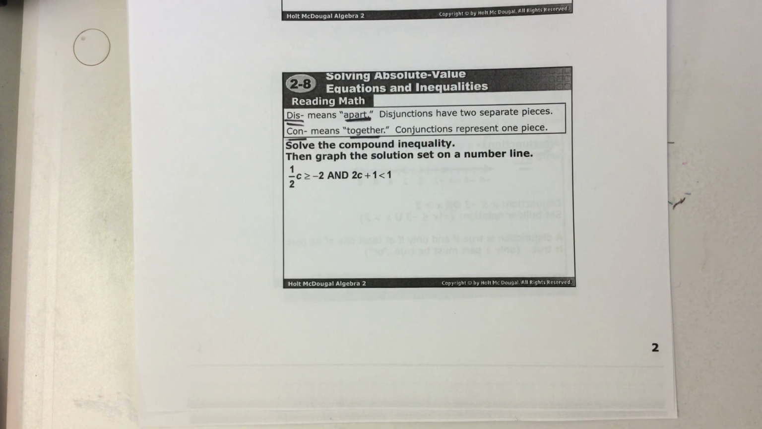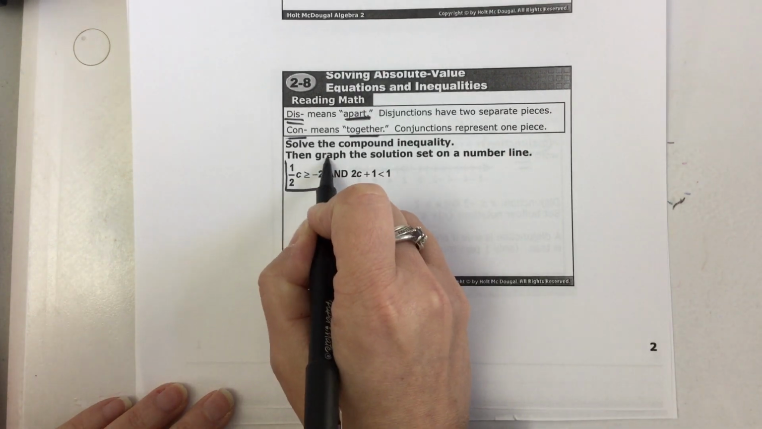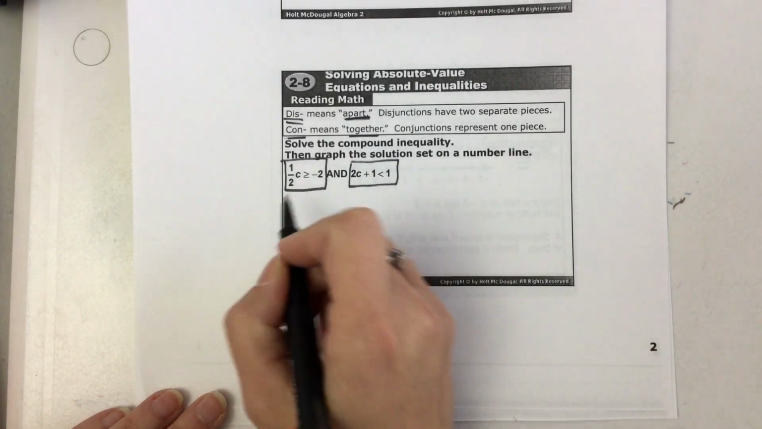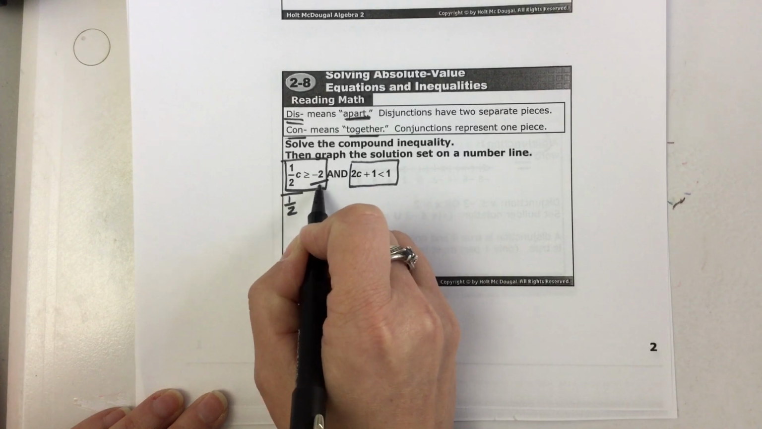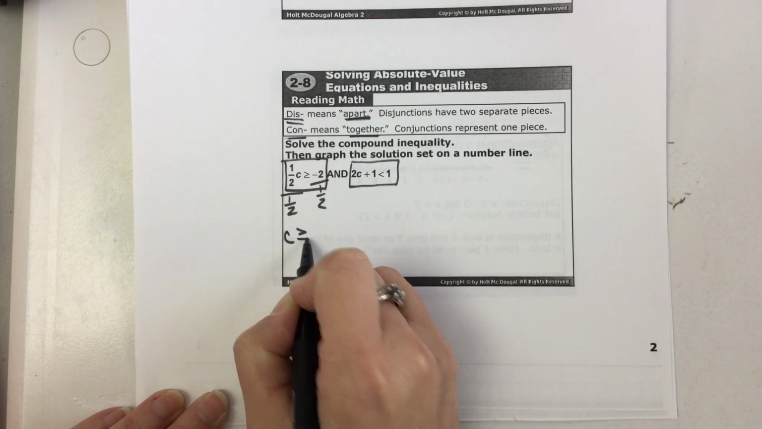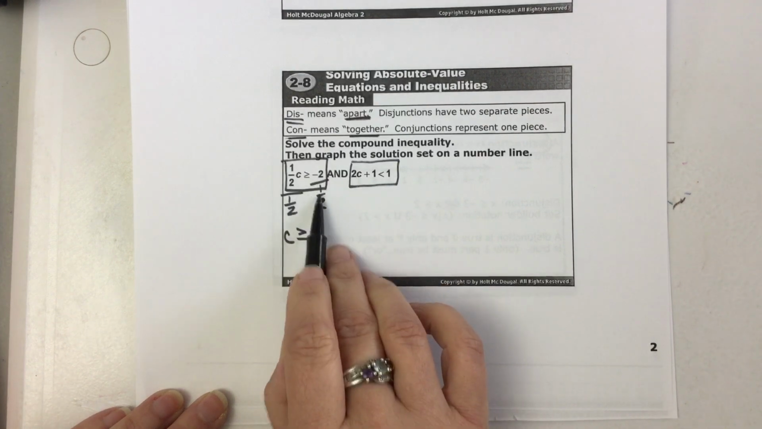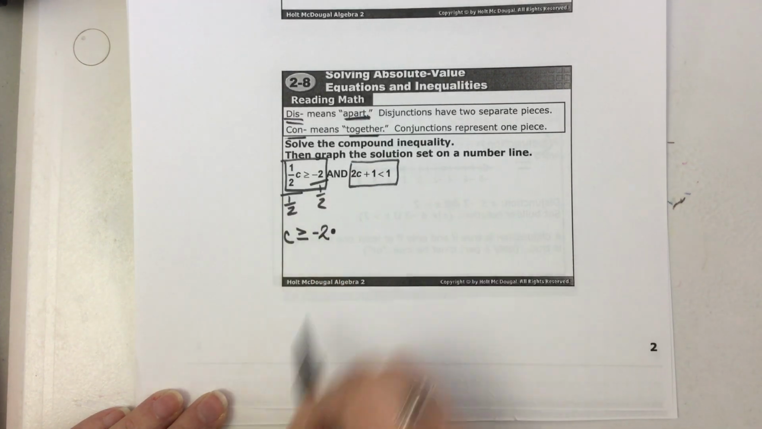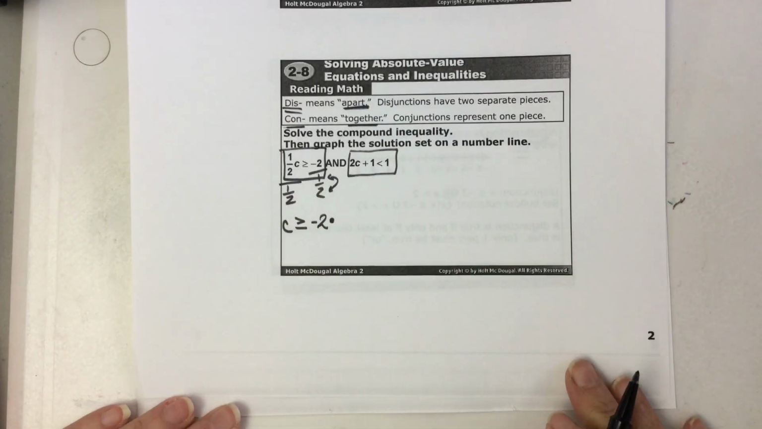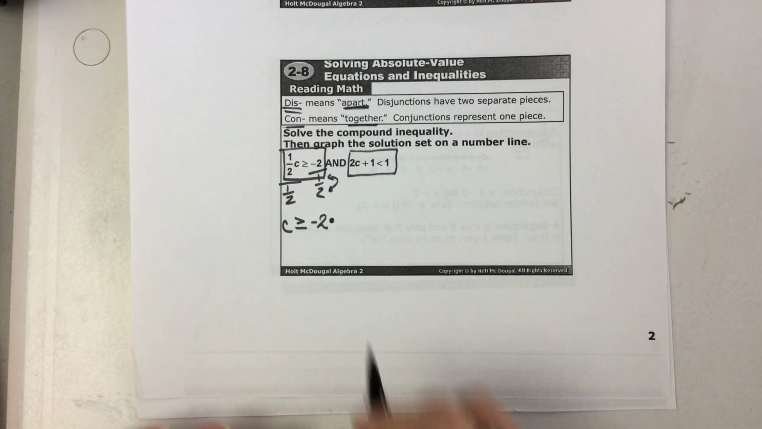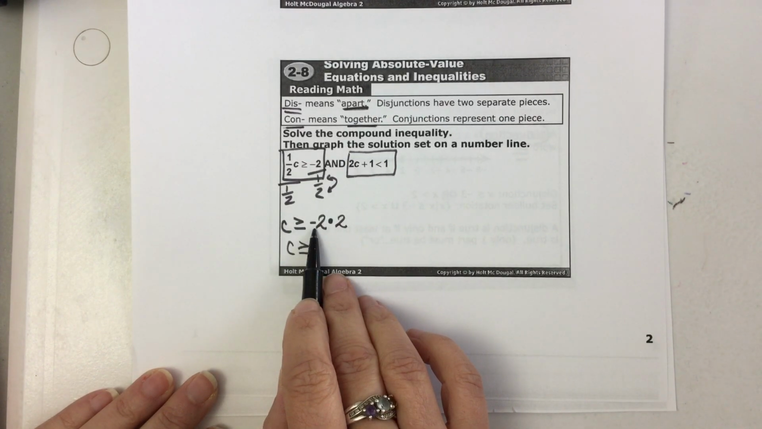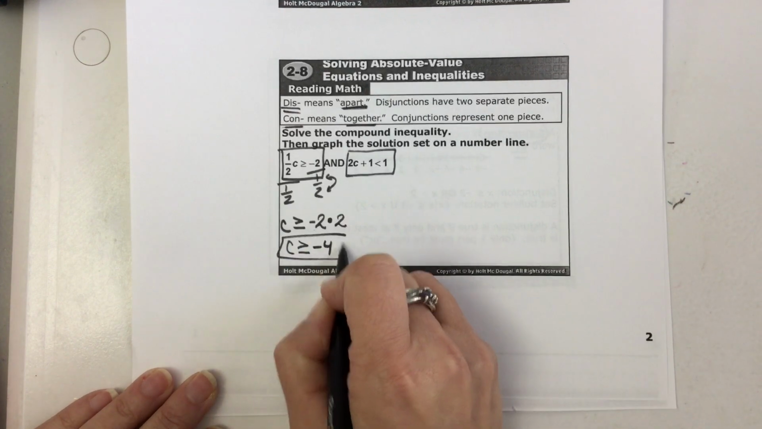So they want us to solve the compound inequality, then graph the solution set on a number line. So notice I have two different inequalities. If I want C by itself, I need to divide both sides by 1/2. So C is greater than or equal to. Remember, you cannot divide fractions. So I keep the top the same, -2. Change divide to multiply. You do the reciprocal of whatever you're dividing by. In this case, it's 1/2. The reciprocal of 1/2 is 2. So C is greater than or equal to -2 times 2, which is -4.